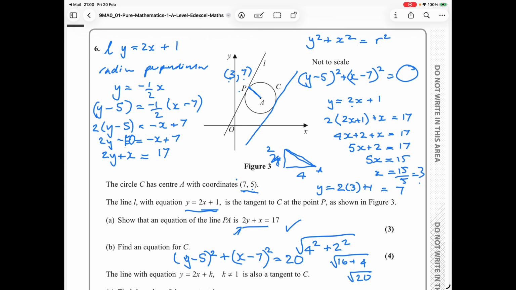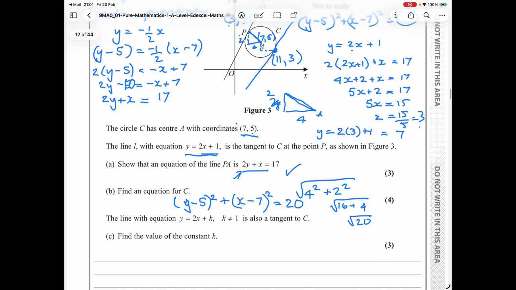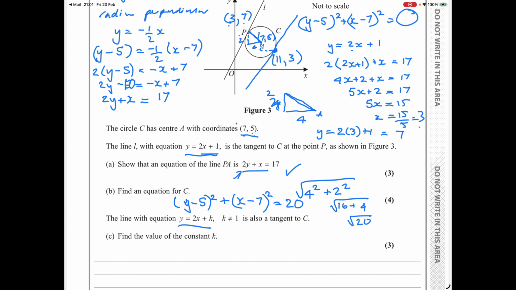And we know that in order to have got to there, we had to go down 2 and across 4. So we know A is 7, 5. We're going to go down 2 and across 4. So down 2 would be 3, and across 4 would be 11. So 11, 3. So that is down 2, across 4. So all we need to do to find out what the constant k is, is put 11, 3 into this, and we'll find out what k is.